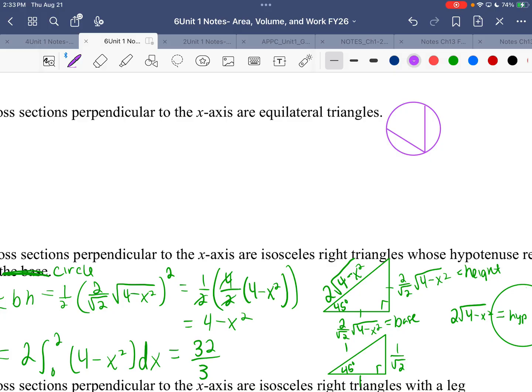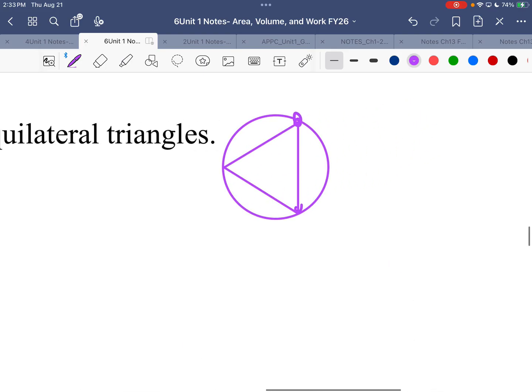All right, so then draw your equilateral triangle. This is f minus g, which means that we have 2 square root of 4 minus x squared on each side.